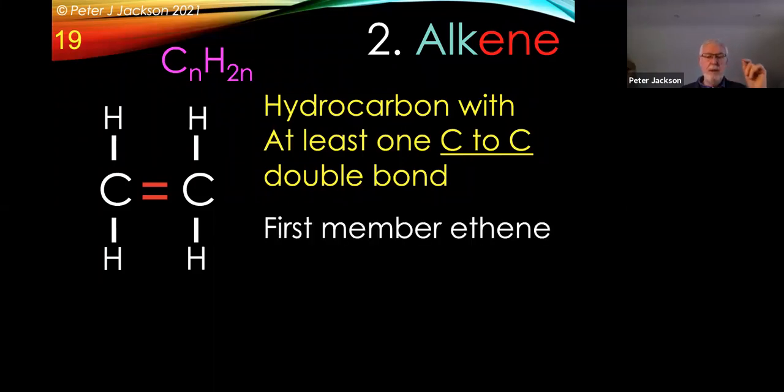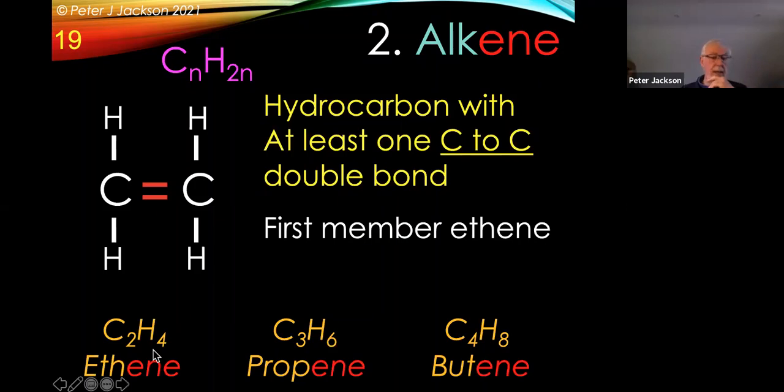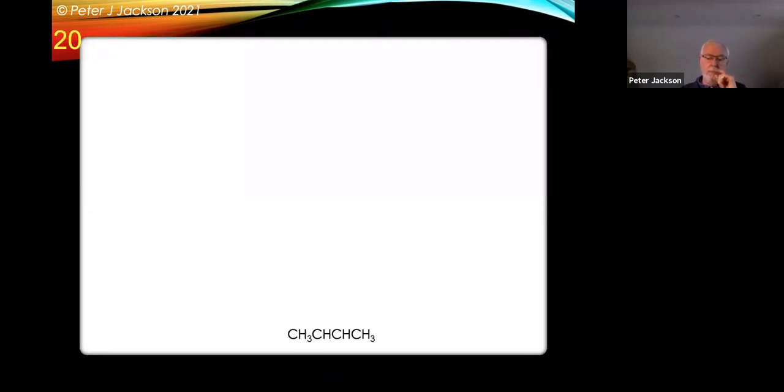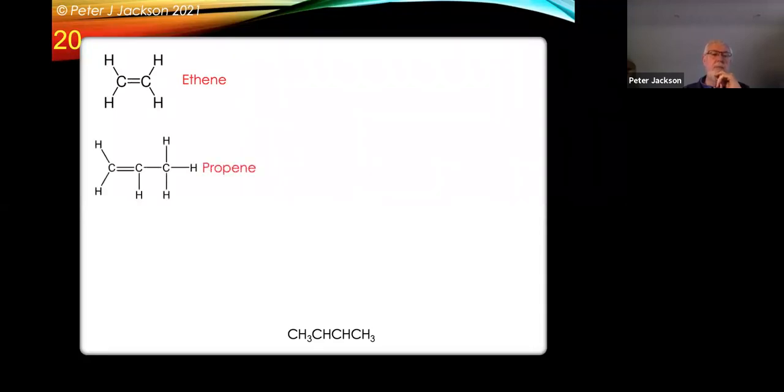Right? The first member is ethene. So again, they all end in ene. The eth tells us there are 2 carbons, the prop tells us there are 3 carbons, and the but tells us there are 4 carbons. There is pent, hex, hept, oct, non, dec, and so on. You don't have to know those, only up to butene. So there's ethene, and there's propene. We could write propene that way too. That's another way of writing propene. It's got a carbon to carbon double bond, and it's got 3 carbons, therefore that is propene.